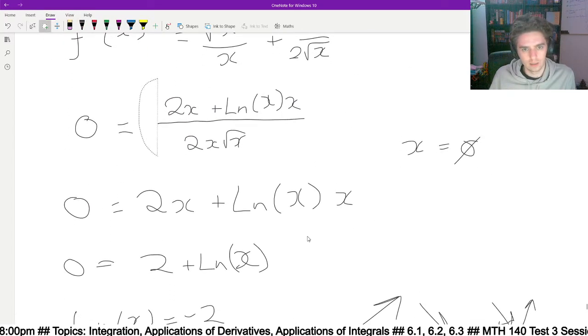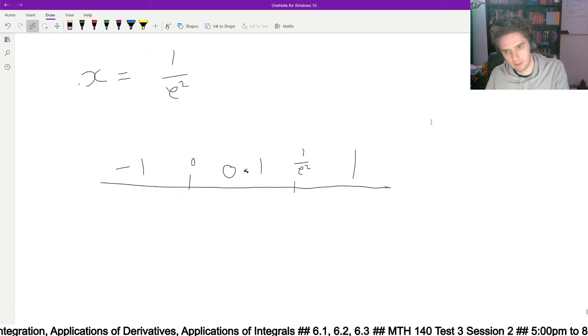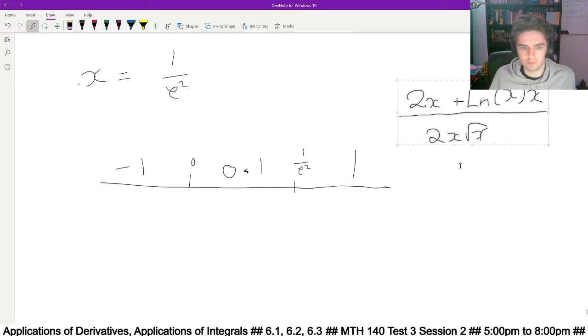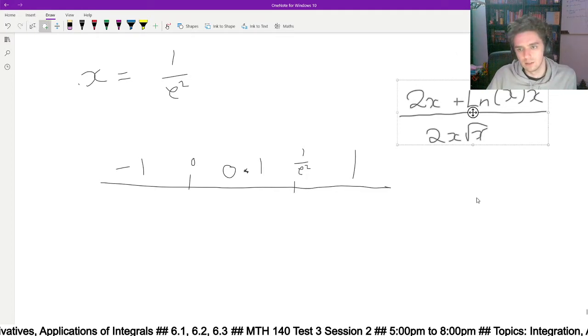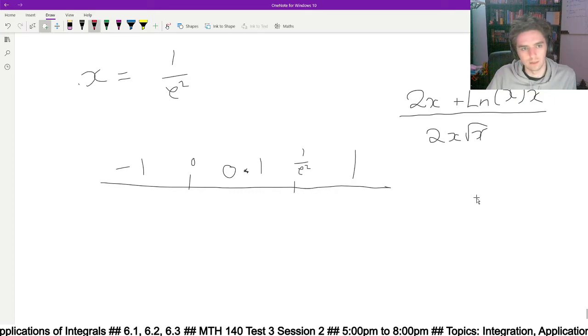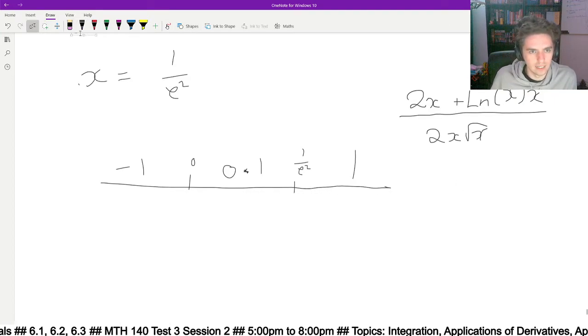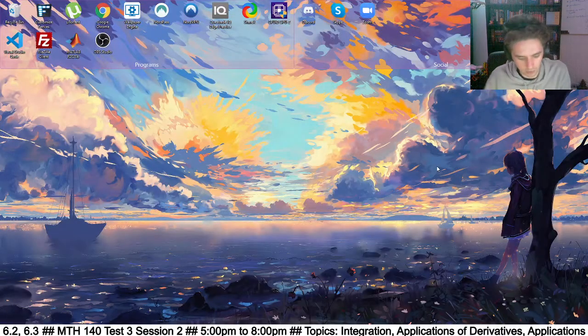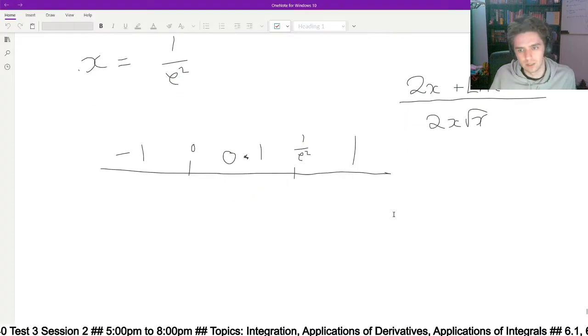So let me copy that. That's our first derivative. OneNote kind of freaks out on me a little bit if I move around too much. Oh, it's doing the thing again. Okay, I'll just restart OneNote. Okay, I think it should work now.